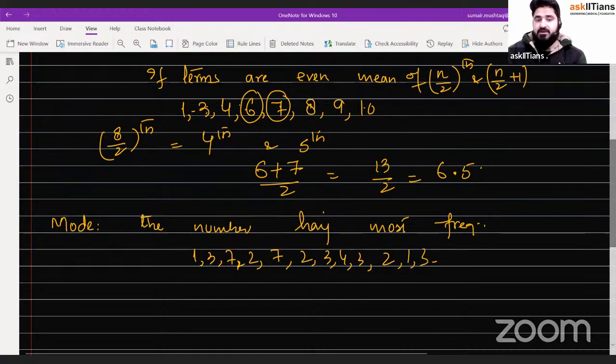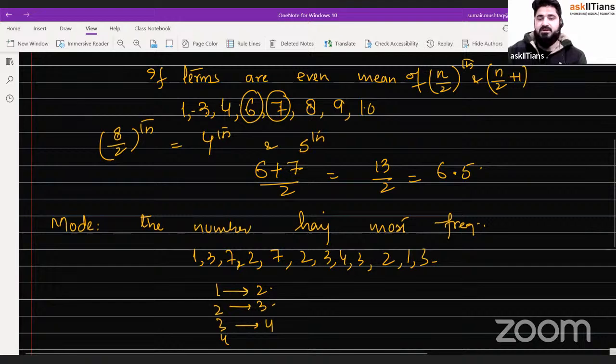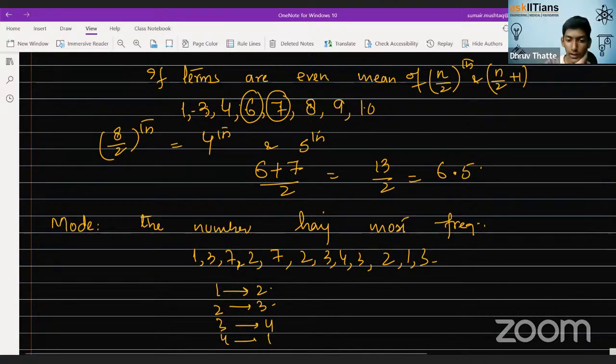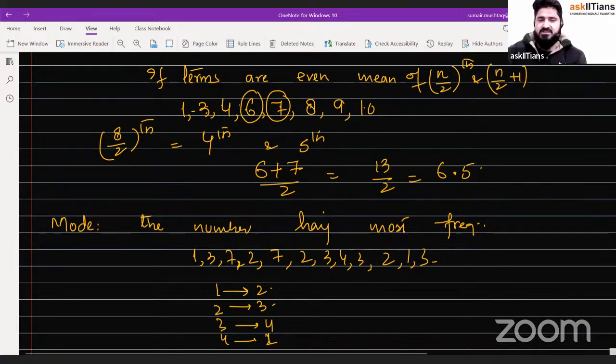3. You can see how many times 1 is occurring: 2 times. How many times is 2 occurring? 3 times. How many times is 3 occurring? 4 times. How many times is 4 occurring? Once. 7 is occurring twice. In short, you can see that 3 is occurring the most number of times. So the mode is 3, isn't it? Good.